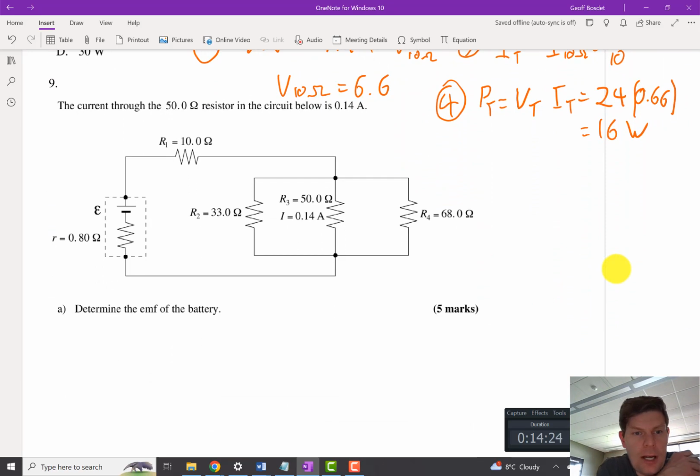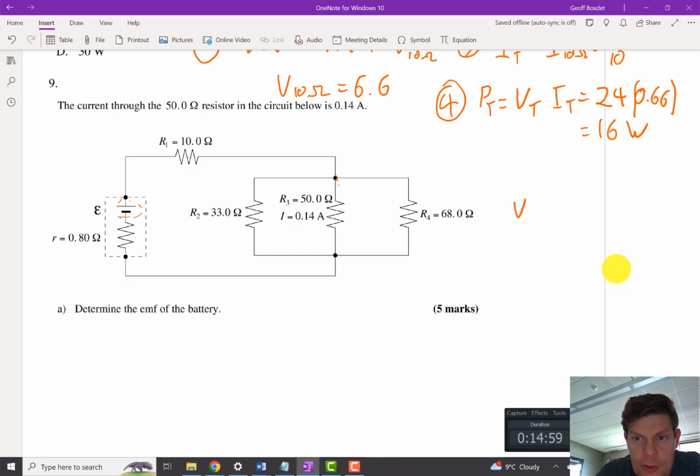Next guy. We got this lovely fellow. We want to know the EMF of the battery, which is this theoretical max voltage. So all I'm going to do is pretend this is a resistor like any other, and just solve for the voltage of the battery, because that'll be the easiest approach. Much like before, we've got info about one of the branches of our parallel section, so I'm going to use that to find the voltage drop across the one resistor, which happens to be the voltage drop across all of them.